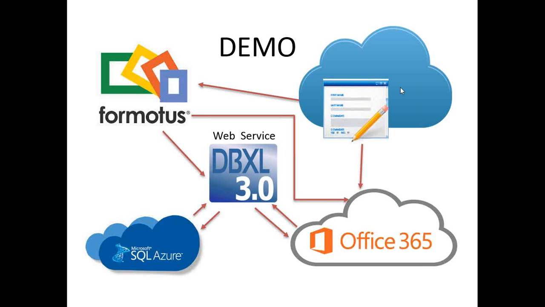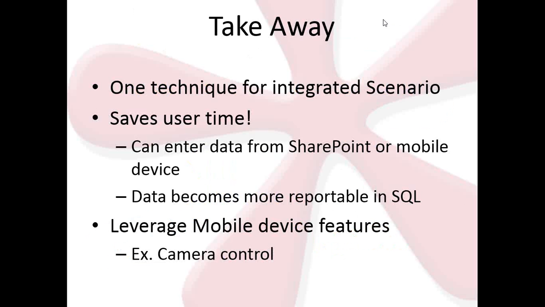So again, just to recap what we went through in our demo, we had our form published from one location that we can access either from the cloud or our Formotus application, which we're sending data back to both our SharePoint deployment and our web service. We can then query and pull back information from our SQL Azure database through our web service to our instance on 365. And we can also do this into Formotus, but I just didn't get into that in the demo today. So what's our takeaway from today?